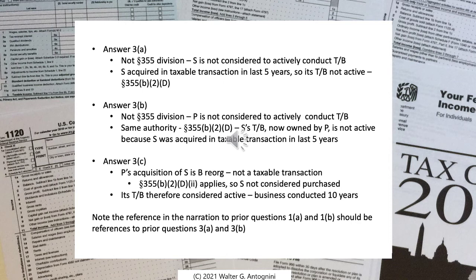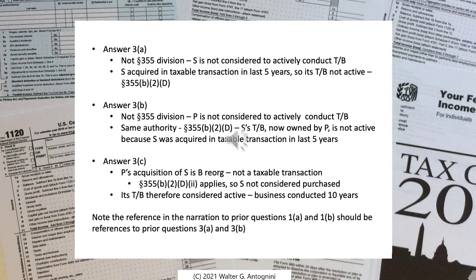It doesn't directly own an active trade or business because of Section 355B2D, and so 355A1C is not directly met. And it doesn't indirectly engage in the active conduct of a trade or business, and so Section 355A1C is not indirectly satisfied.